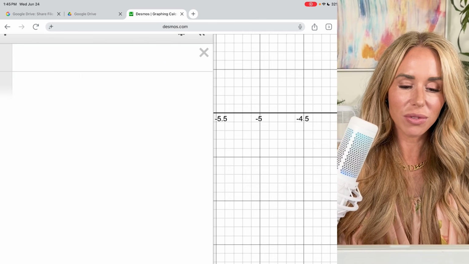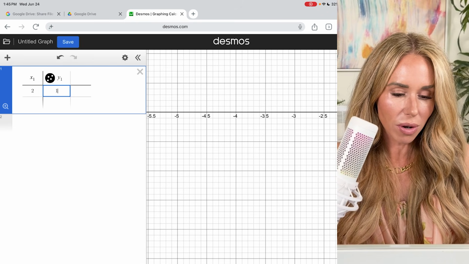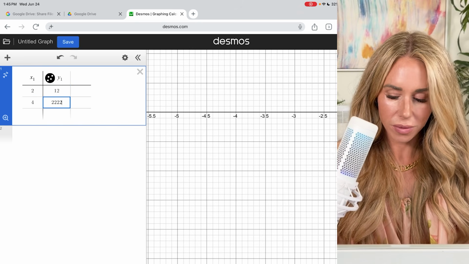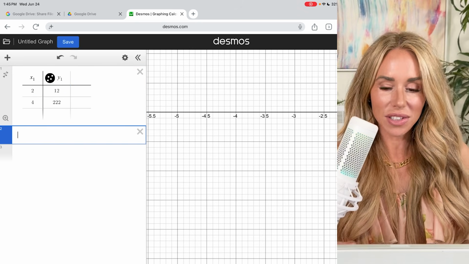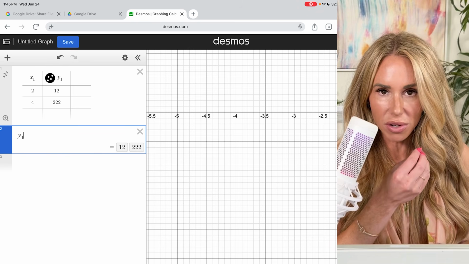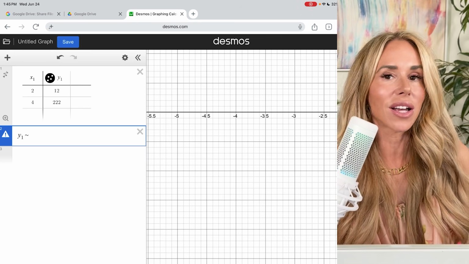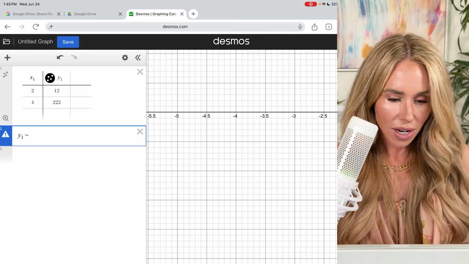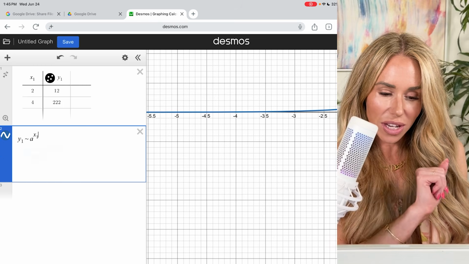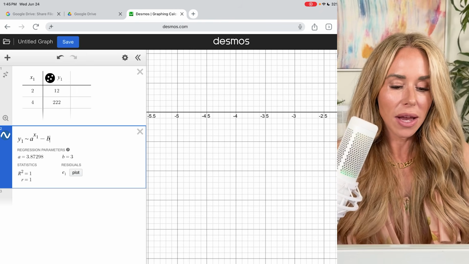So first thing I'm going to do when I run a regression is I'm going to type table and I'm going to go ahead and throw in the values 2, 12, 4, 222. And then on the next line, I'm going to type in regression format my equation. I want to use y1 so it pulls from the table. So don't use y. It won't be able to read that. Tilde instead of an equal sign. Just bear with me. That's how it goes. And then I'm going to type in the other side of it, which is a to the x. I'm going to use x1 so it pulls from the table minus b. That was our equation.